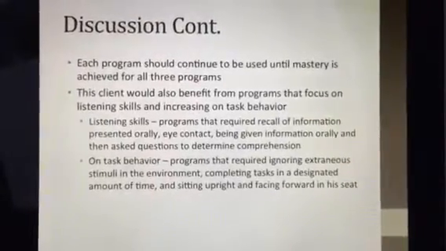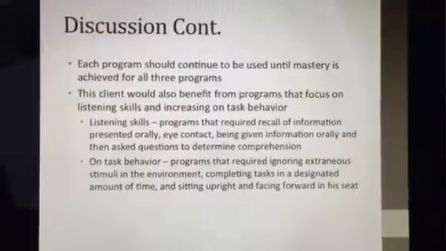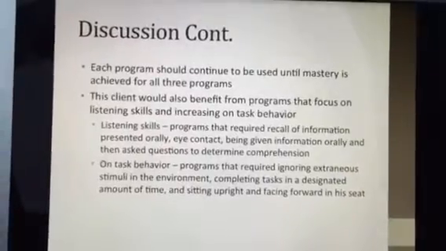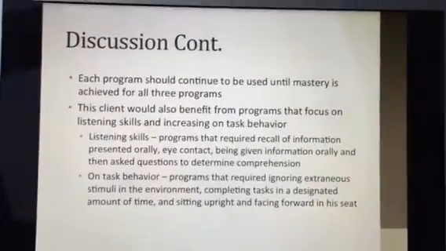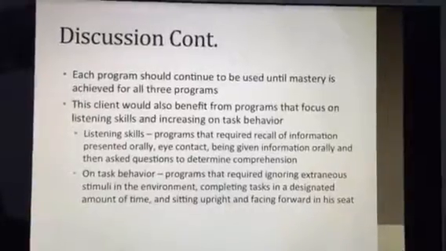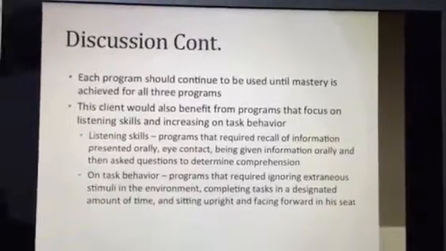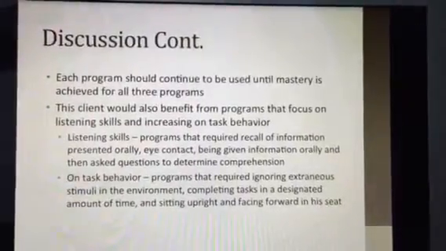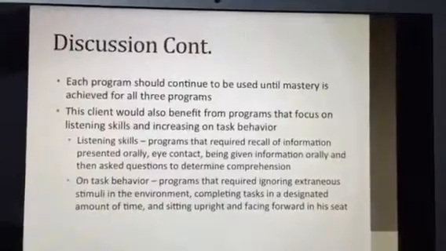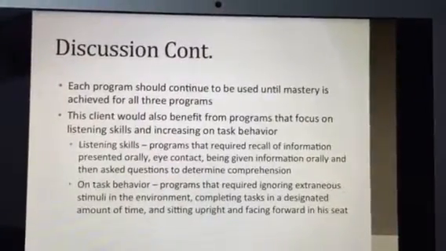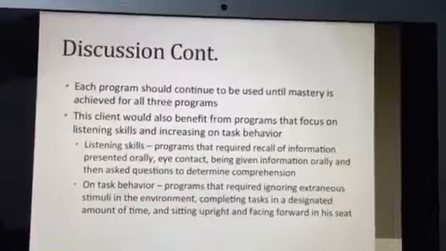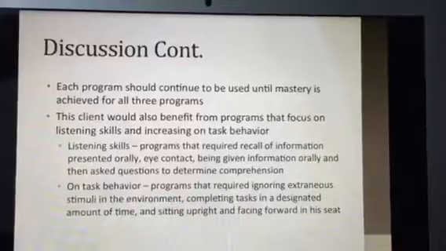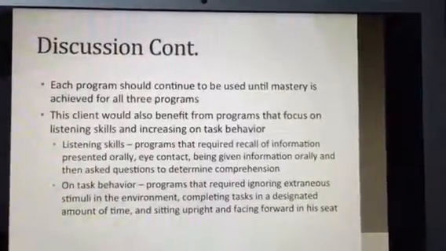For him, listening skills would mean recalling information that was presented to him orally, and also showing comprehension of information presented orally, and increasing his eye contact when he's being given an instruction or engaging in a conversation. On-task behavior, programs that would require him to ignore other stimuli in the room, things that are on his desk, other people, other sounds, completing tasks in a specific amount of time, and sitting upright and facing forward.